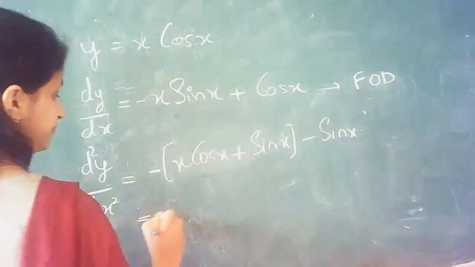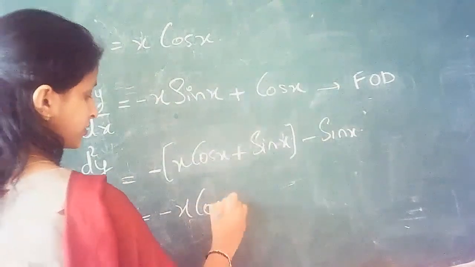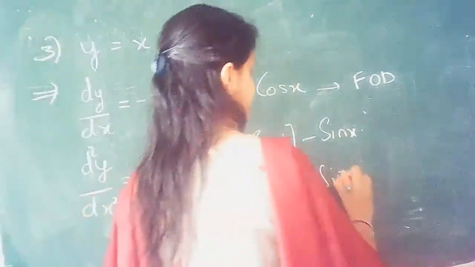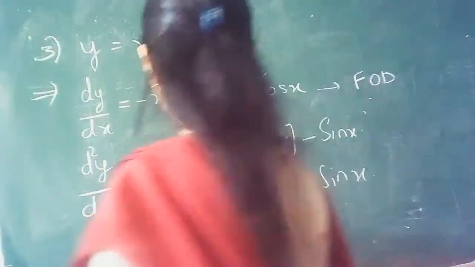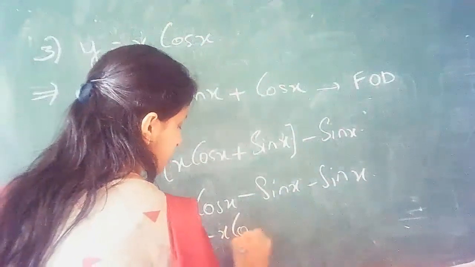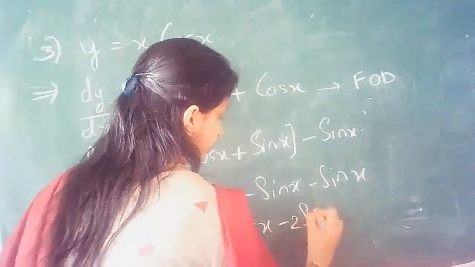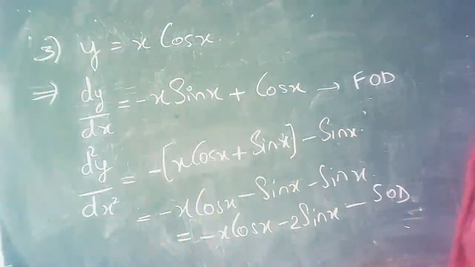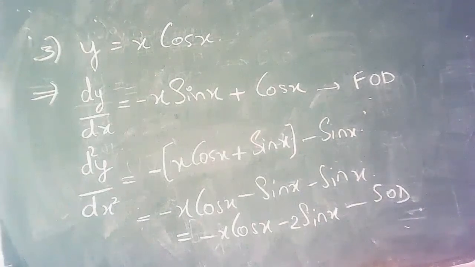What do you get? Minus x cos x, minus plus minus sin x, minus sin x. So what answer do you get, students? You get minus x cos x minus 2 sin x. This is nothing but the second order derivative.